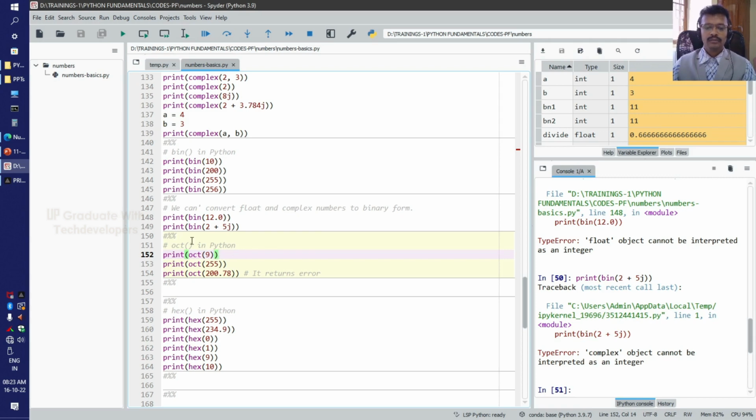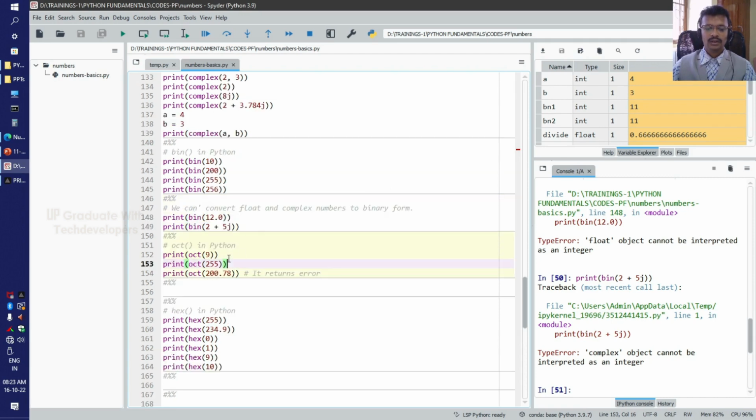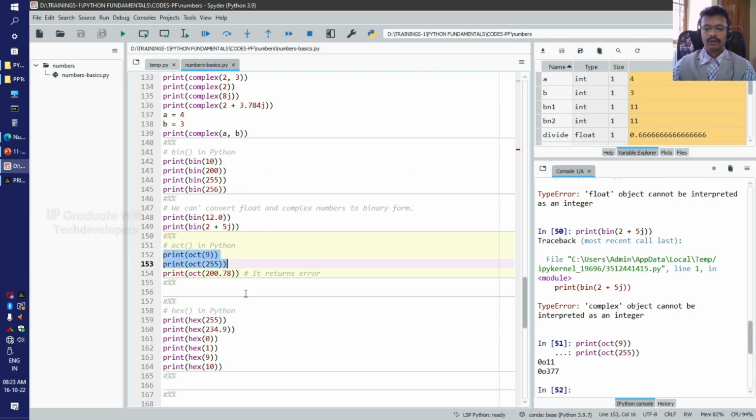Similar to the binary function, we can use the octal function to create an octal number for integer values. For example, here 9, and for 255 I am creating an octal number. So the octal number of 9 is nothing but 11, and the octal number of 255 is nothing but 377. Because the octal number system has numbers from 0 to 7.